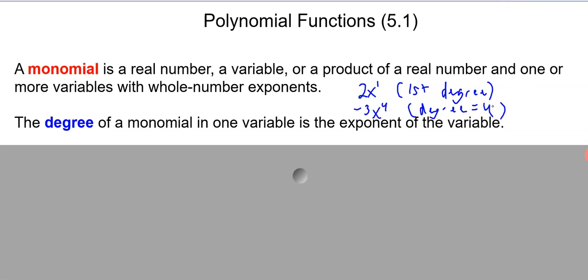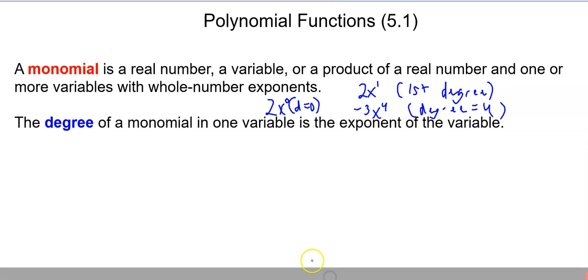Even a number, what's interesting is 2x is first degree, but the number 2 is actually degree equals 0. If it's just a constant, it doesn't really have an exponent. If it did, it'd be x to the 0 power, because x to the 0 power is 1. But the degree is 0 for just a constant. So that could happen.